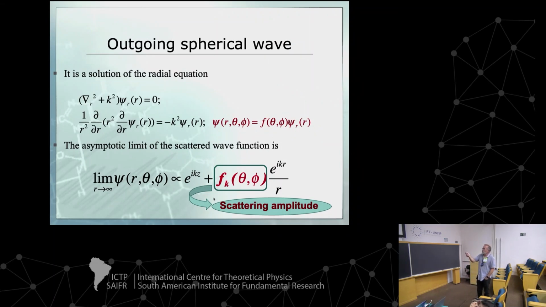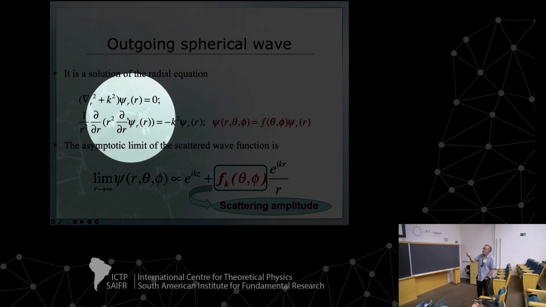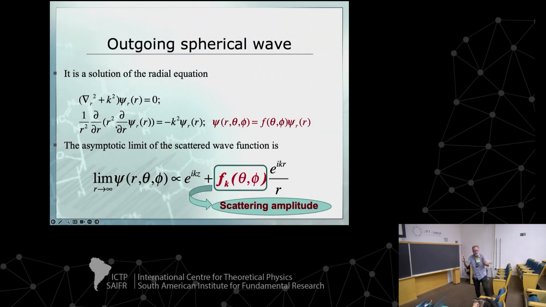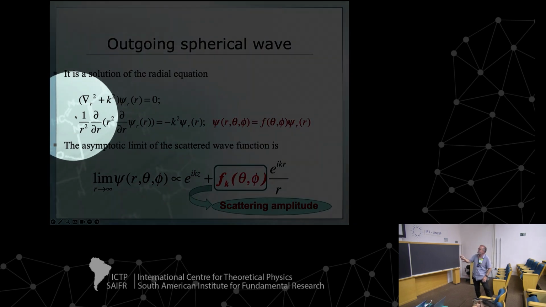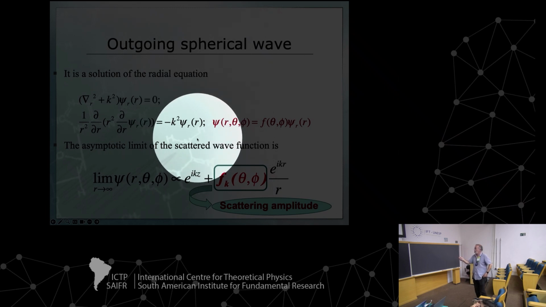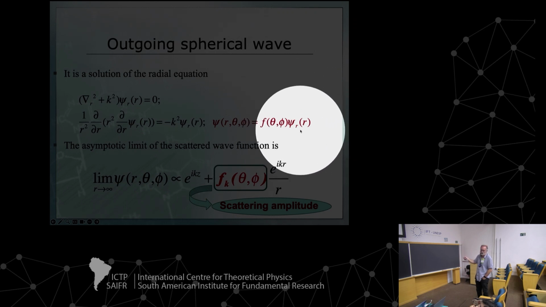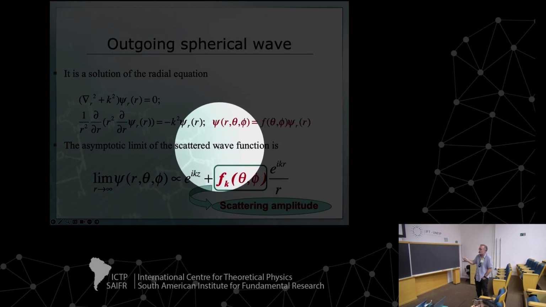If we now write this in terms of just the radial part, we split the solution of the spherical equation in radial and angular dependent parts. Well, the radial part is just this one. And the whole function comes with this term that depends on the angles, and this term that depends only on the separation between the scattered particle and the scatterer, right?